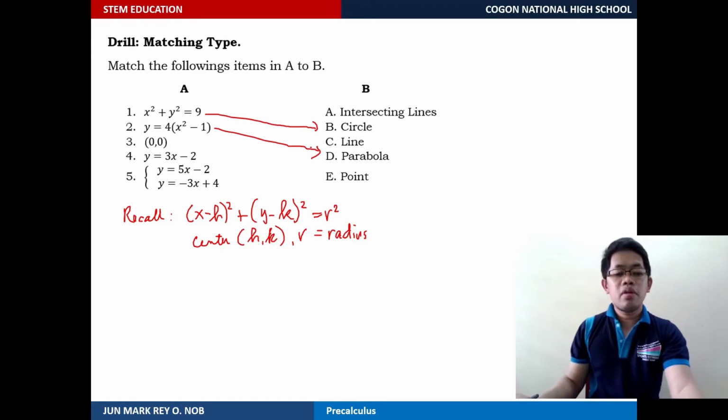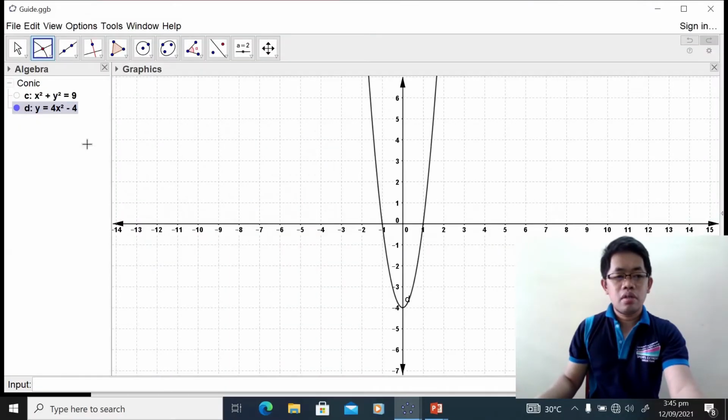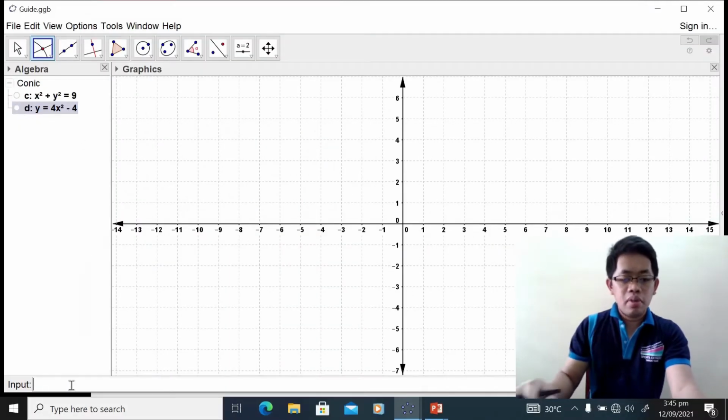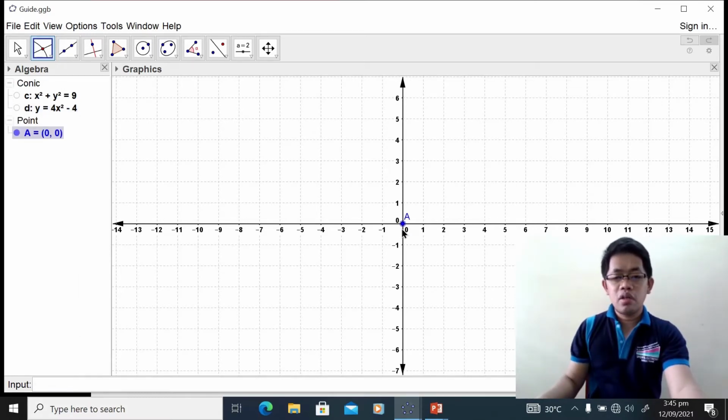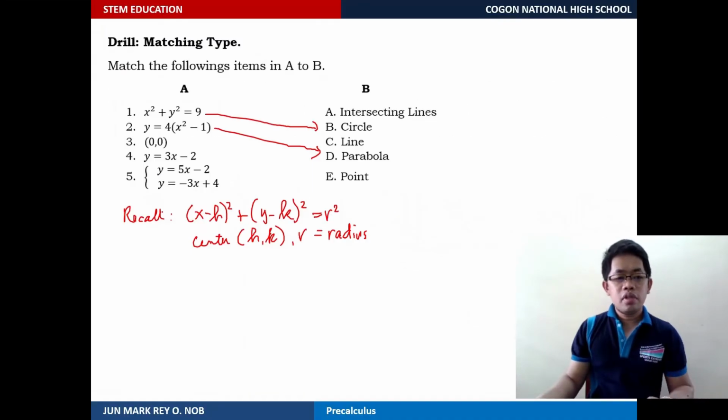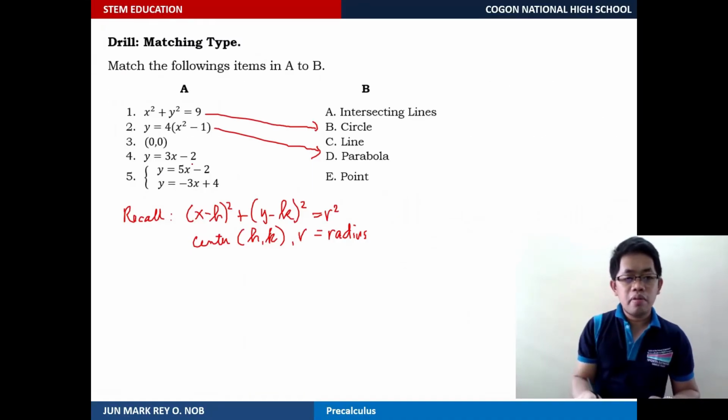Number 3, we have the coordinates (0, 0). We can hide this one for the meantime. So we have (0, 0), which is actually a point at the origin. So number 3 is a point.